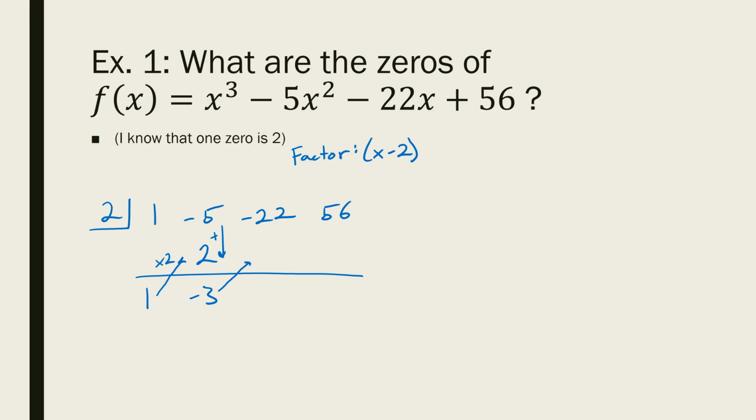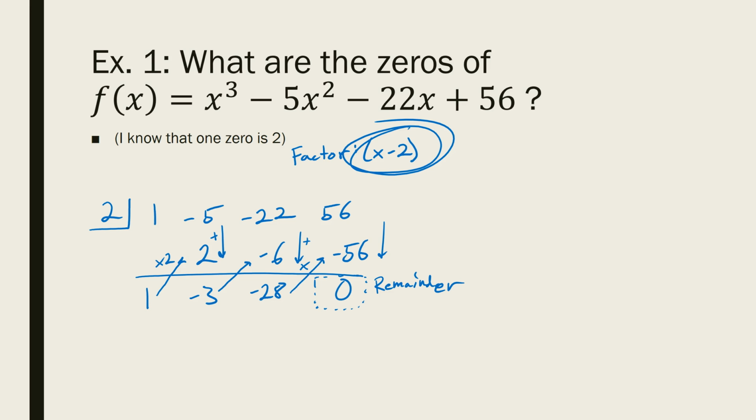So multiply diagonally by 2, that gives me negative 6. Add down, that gives me negative 28. And multiply diagonally by 2, that gives me negative 56, which, when I add down, gives me 0. And this 0 is very, very important because if you remember, this 0 is the remainder. So what I just proved is this factor divides out perfectly.